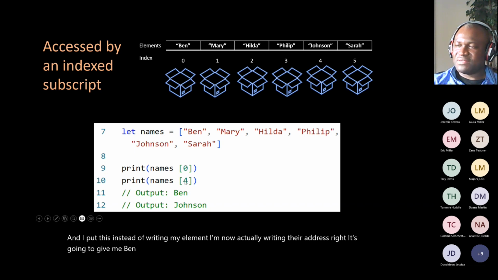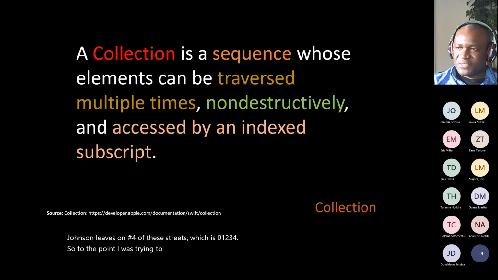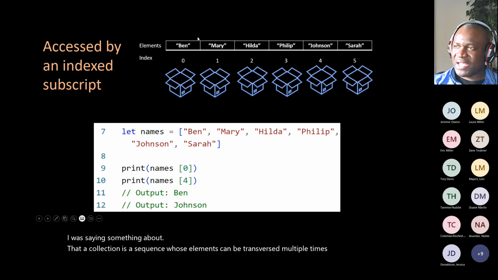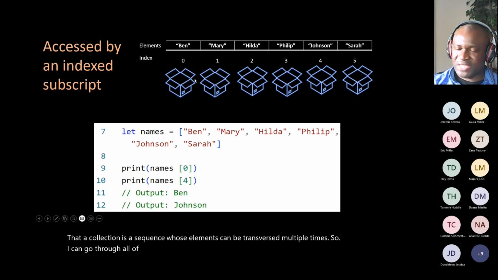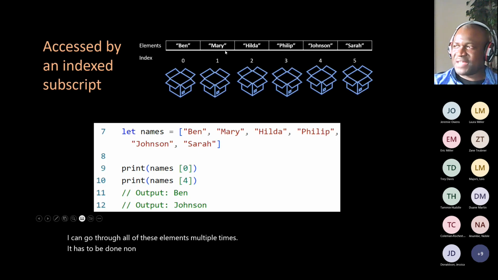If I say names and I type 4, it's going to give me Johnson. Why? Because Johnson lives on number 4 of these streets, which is 0, 1, 2, 3, 4. Boom. So to the point I was trying to make from the previous slide, a collection is a sequence whose elements can be traversed multiple times. So I can go through all of these elements multiple times. It has to be done non-destructively so that after I've gone through it, I still have all of my elements.